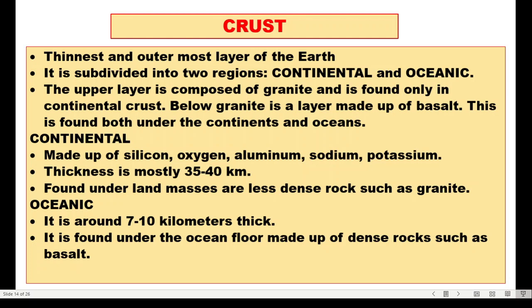So, yung lupa na tinatapakan natin ngayon, yun ang continental, and then yung lupa dun sa part ng dagat, ang tawag doon ay oceanic. So, akala natin napuputol yung lupa. Hindi po. Nalalagyan lang siya ng tubig, kaya akala natin napuputol. Pero totoo, tuloy-tuloy yun. Next, the upper layer is composed of granite and is found only in the continental crust. So, yun yung pinagkaiba ng continental and oceanic, kasi sa continental lang may granite.